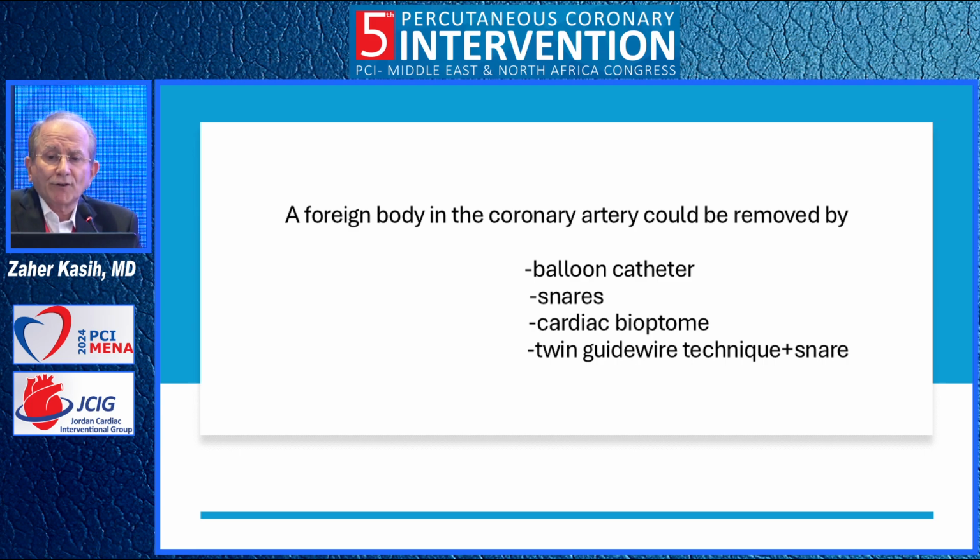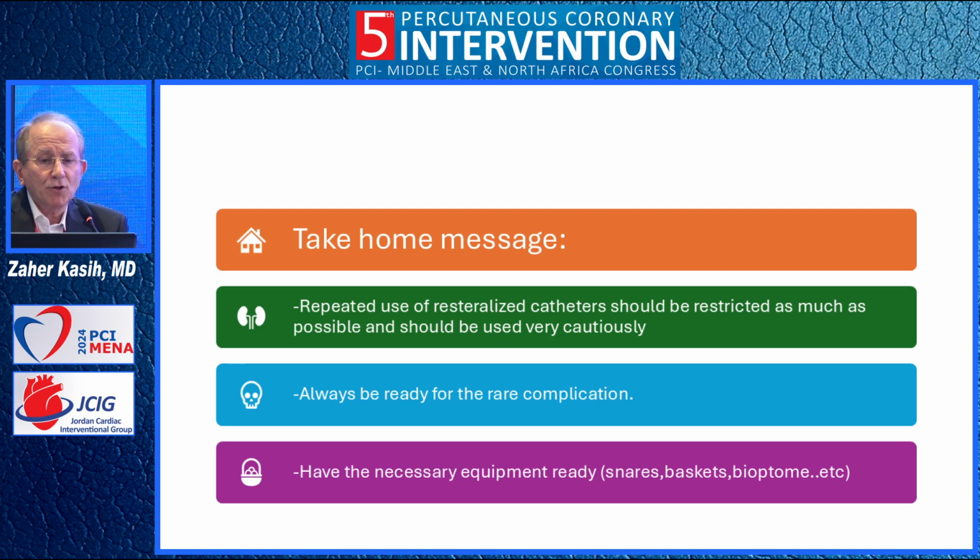A foreign body in the coronary artery could be removed by balloon catheter, by snare, by cardiac bioptome, and by twin guide wire technique plus snare. The take-home message: repeated use of re-sterilized catheters should be restricted as much as possible and should be used very cautiously, and always be ready for the rare complication, and have the necessary equipment ready, including snares, baskets, bioptomes, etc.